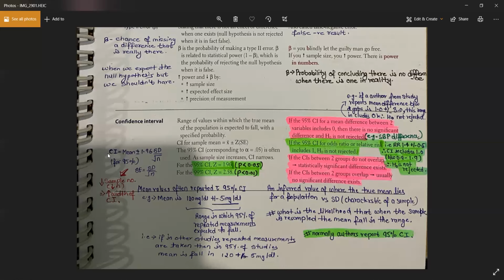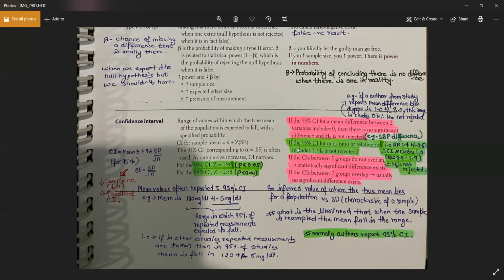Now I can say that whenever someone repeats the study, 95% of the time there are chances that the mean of their study will fall in the range of 105 to 125. See, my confidence interval is decreased now, 105 to 125. It was originally 110 to 130. So if I increase the sample size, I am decreasing the confidence interval. Okay, this is very important to know.